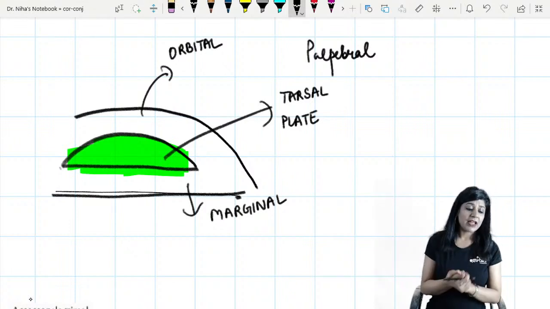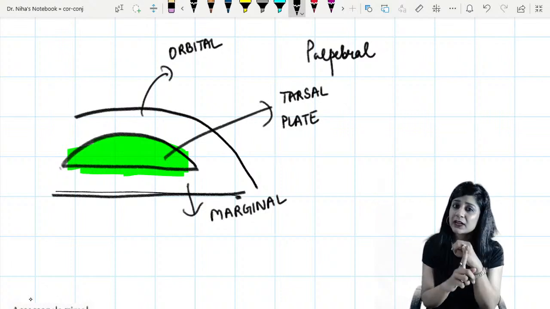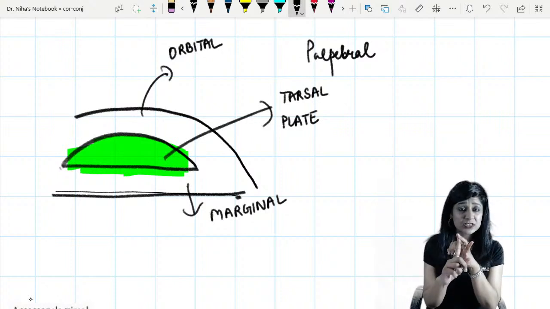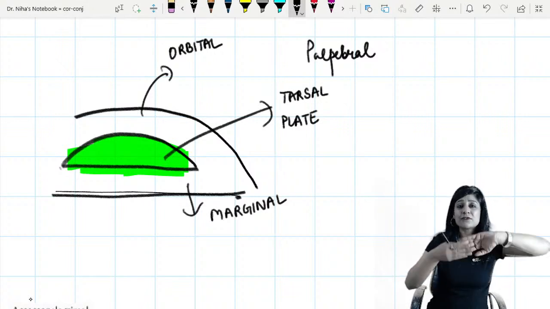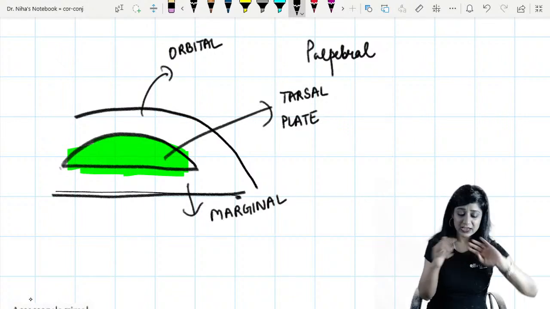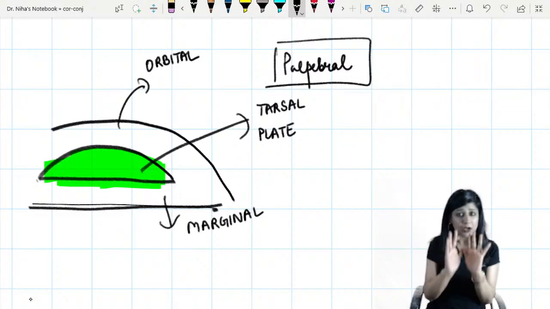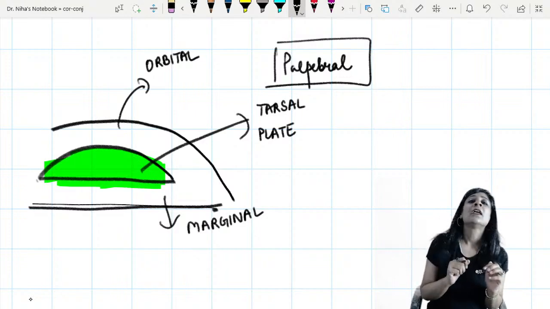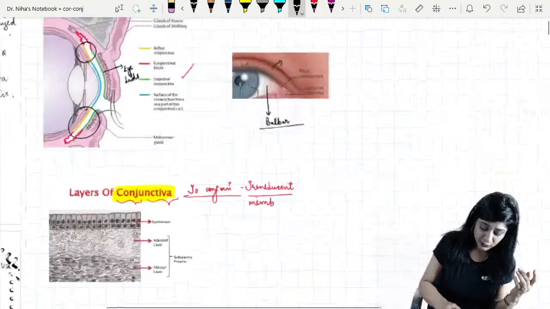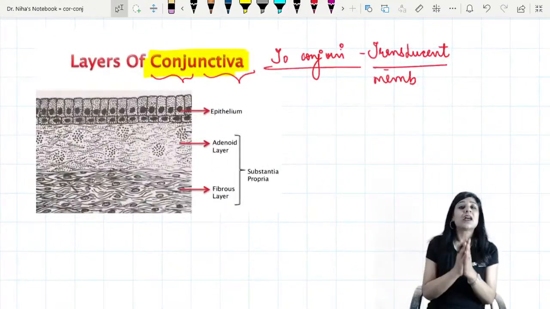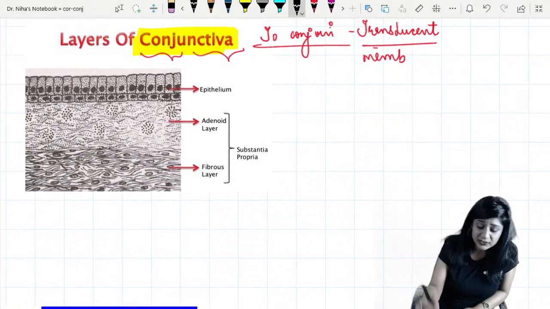So we have got the 3 parts of conjunctiva. We have palpebral conjunctiva, we have bulbar conjunctiva, and we have conjunctival fornix. And when you evert this palpebral conjunctiva, it can further be divided into 3 parts. So I hope now the structure is very clear. Now if you see the parts of the conjunctiva, we will go back to this image. See, there are 3 layers of conjunctiva.